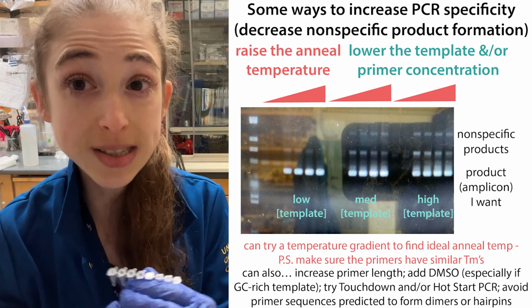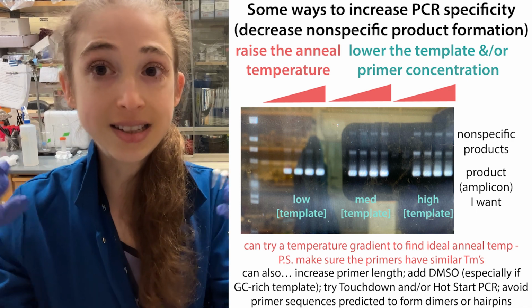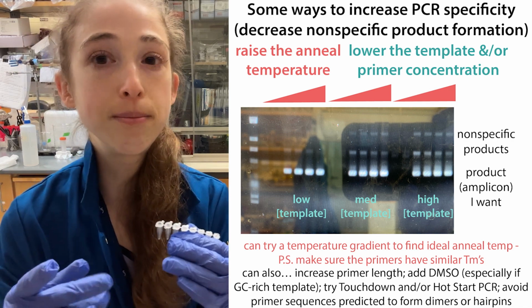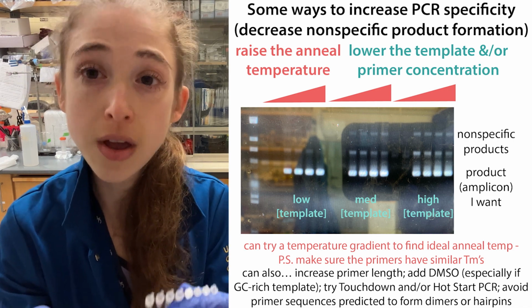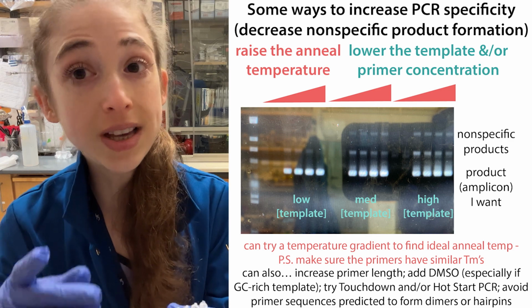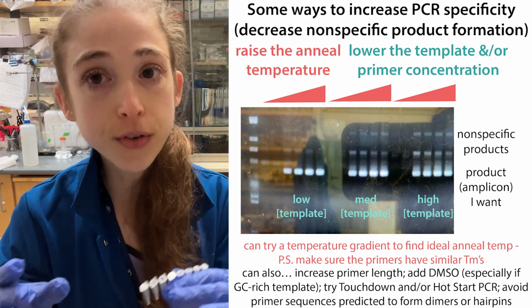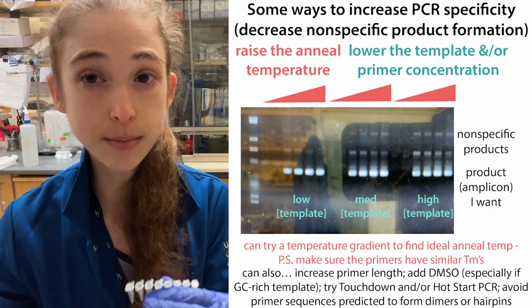increasing the amount of your specific stuff, assuming that your specific stuff is the thing with the highest TM, with the highest affinity within your plasmid or within whatever template you have, which is why it's really important that you design those primers well, and we'll get to that in a minute. But the first thing you want to try if you see non-specific bands is try increasing the annealing temperature.